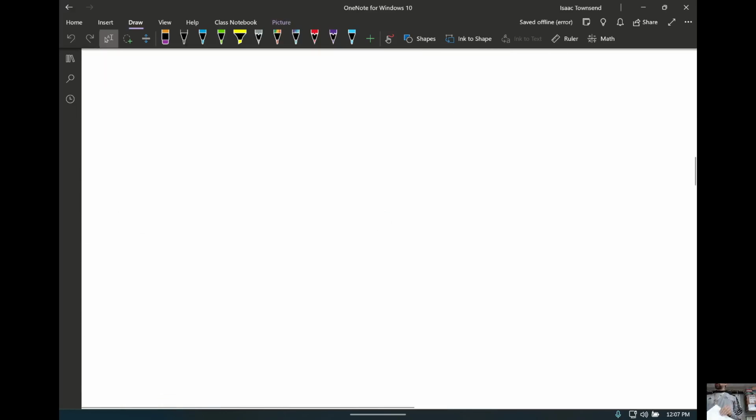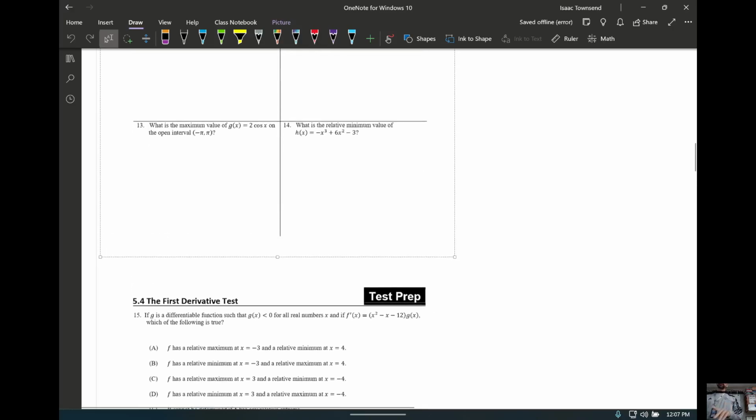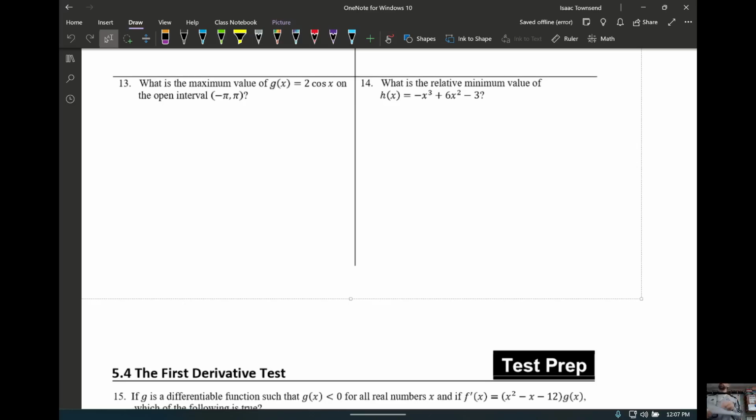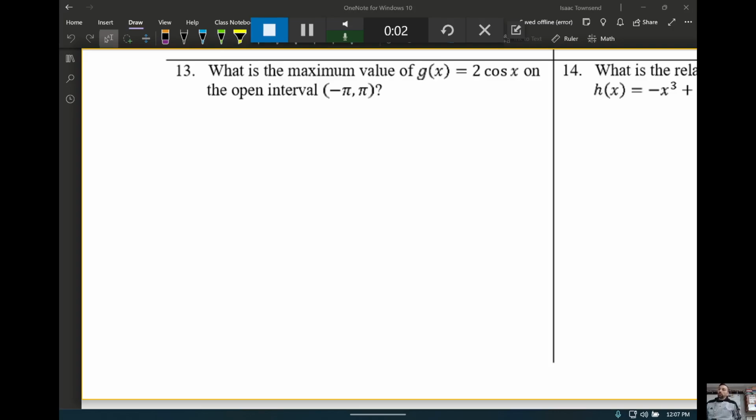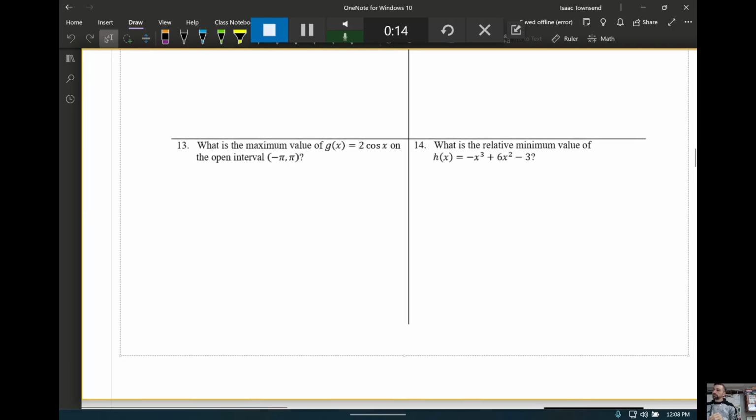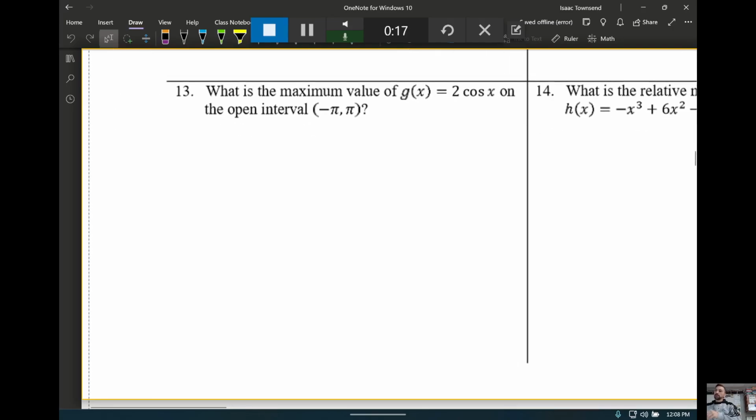Okay. From your homework last time, was there any of these that you struggled with or thought were harder? Yeah. Number 13. Let's give it a shot. Okay, what is the maximum value of this on the open interval negative pi to positive pi? It's interesting. Okay.